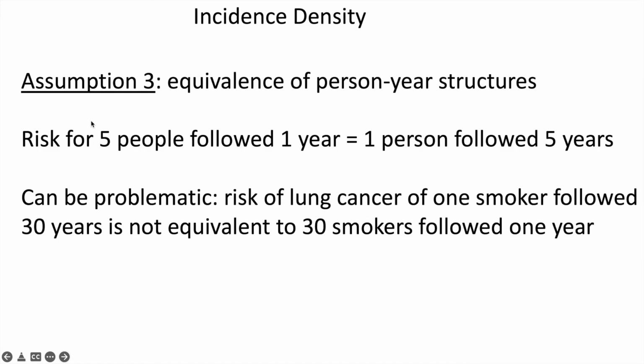Also, the third major assumption is there's an equivalence of the person year structures. So if we have 5 person years, we want to be able to say that the risk is the same for 5 people followed for 1 year versus 1 person followed for 5 years, which both represent 5 person years. And this can be problematic for certain diseases, like lung cancer and smoking. If one person's followed for 30 years, the risk that person is going to get lung cancer is pretty different from 30 people followed for 1 year, just because of the latency between smoking and lung cancer.